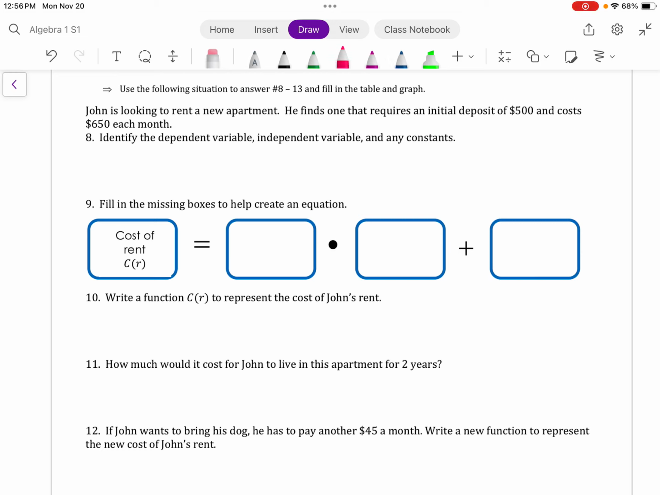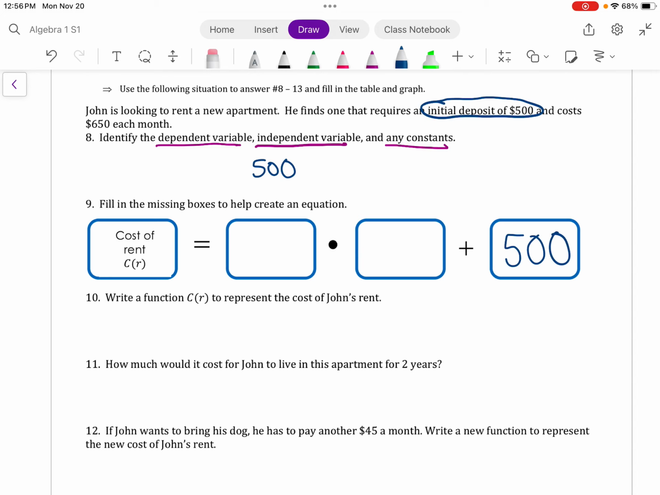So let's read this out. John is looking to rent a new apartment. He finds one that requires an initial deposit of $500 and costs $650 each month. So identify the dependent, independent, and any constants. So we're talking about that starting fee. So the constant is the initial deposit. In order for you to get an apartment, you have to put down a deposit along with your months, right? So that is that extra amount, okay? And then remember, we are looking for each month or per month. So $650 times M.